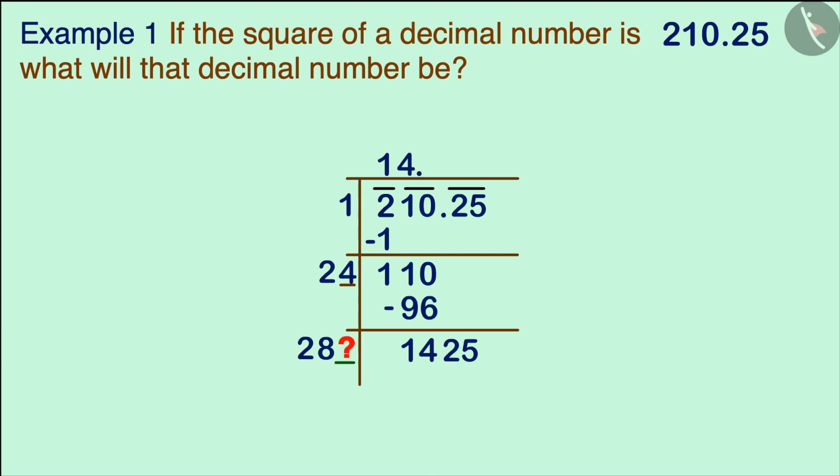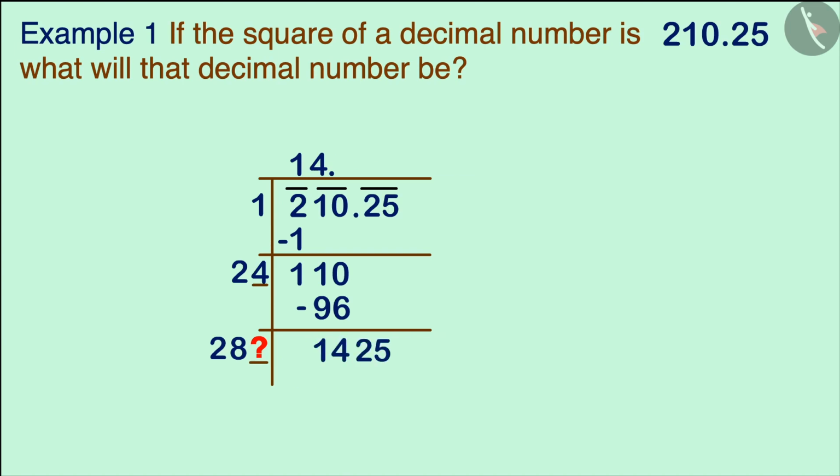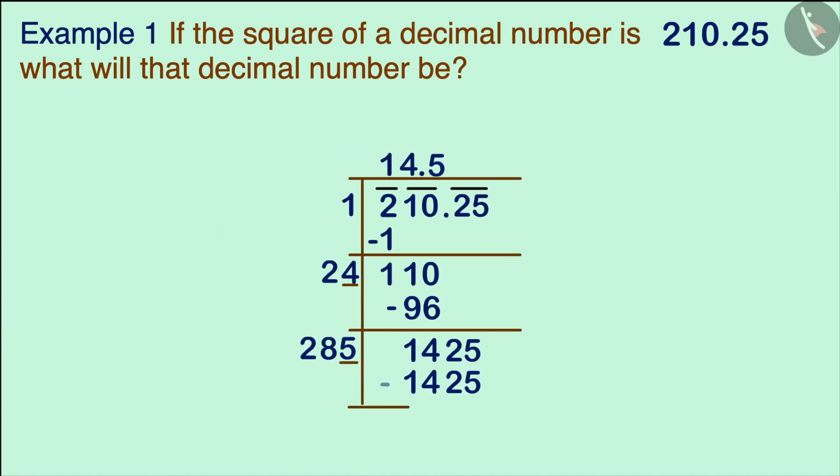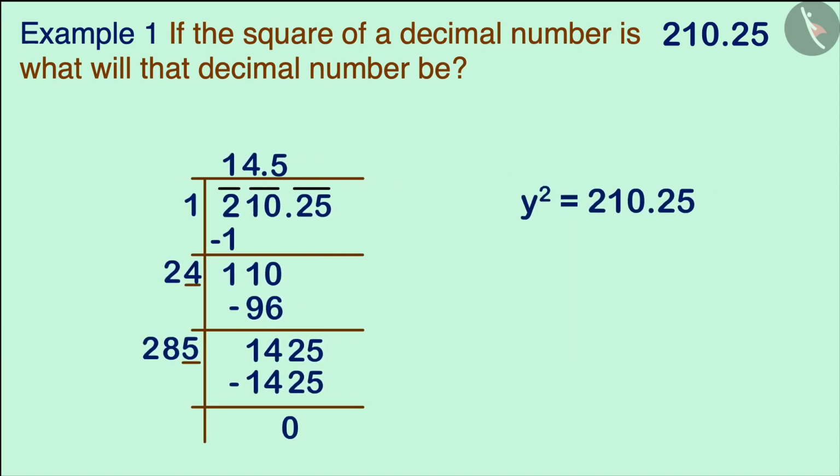To fill in the blanks, we have to guess the largest digit, which when multiplied by the new divisor, will get the product that should be equal to or smaller than the new dividend 1425. This digit will be the new digit after the decimal in the quotient. Here, that digit will be 5. So we will get the remainder as 0. And we will get the square root of the number as 14.5.